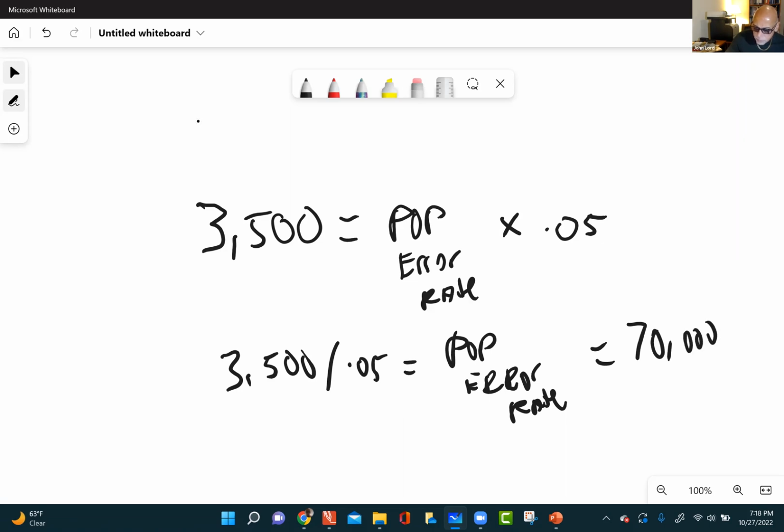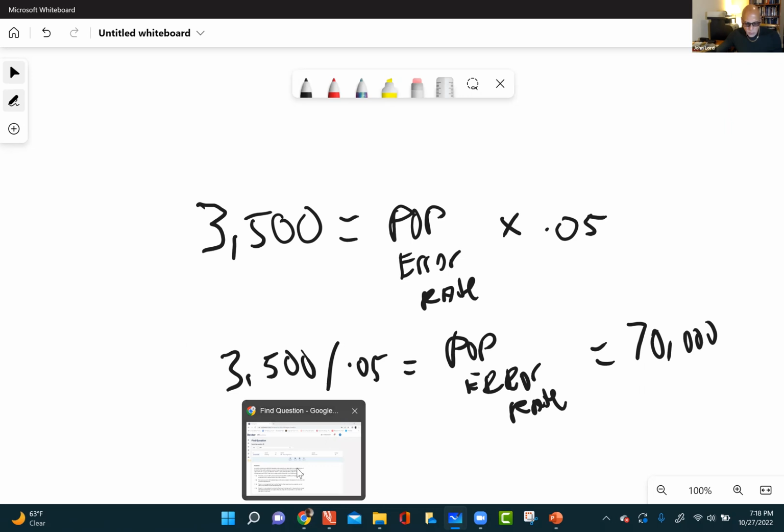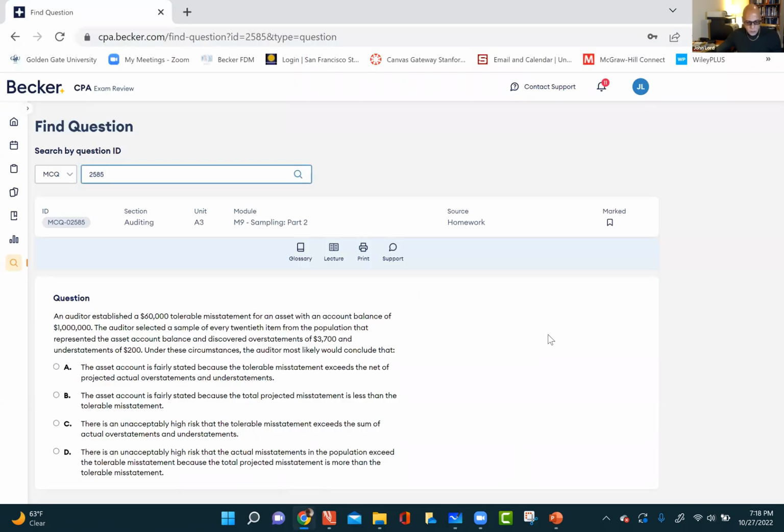With me so far? What this question was doing was showing you ratio estimation, I mean, not ratio, but my bad, difference estimation, even though they didn't call it such. Okay, now what happens? If you look back at the question, they want us to draw a conclusion on this.